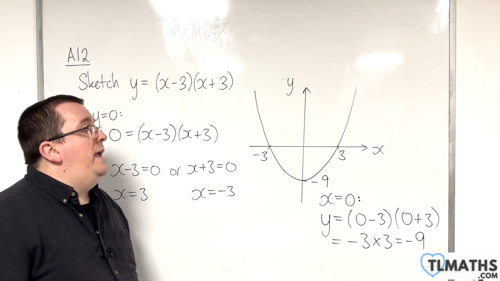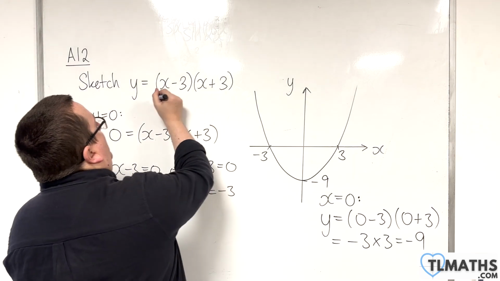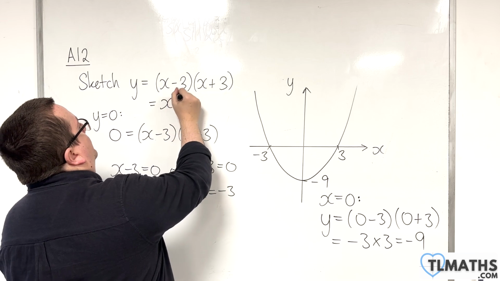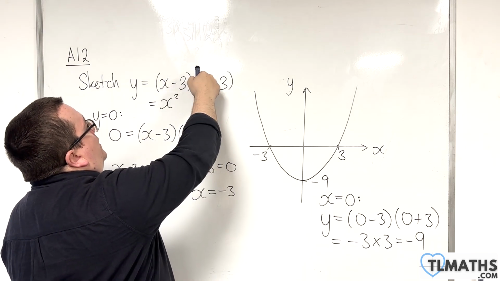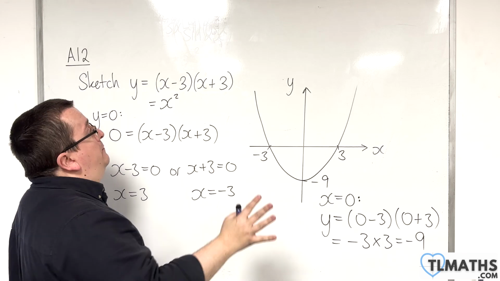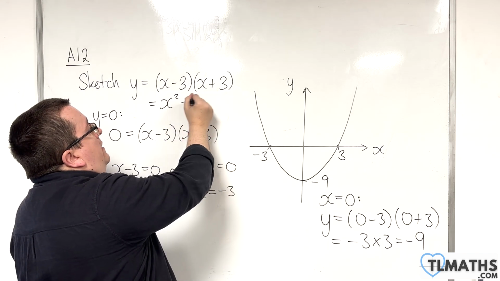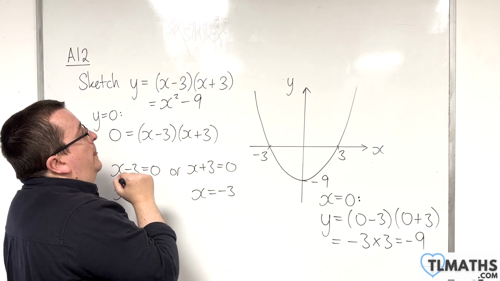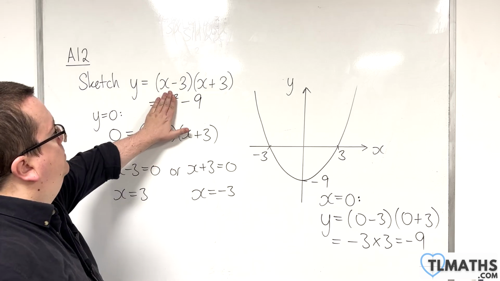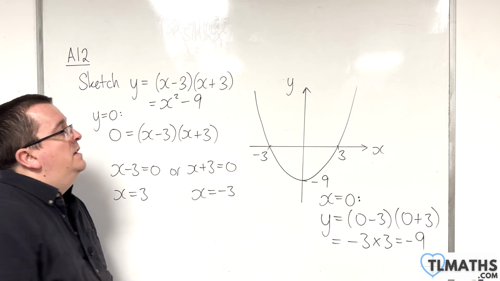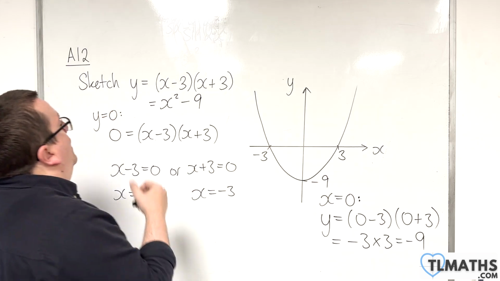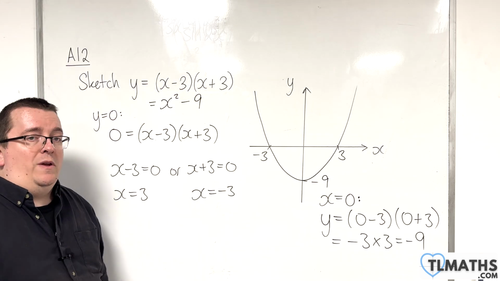An alternative way of getting to that would have been to expand the brackets. So you would have got x squared plus 3x, take away 3x, so they cancel out, and minus 3 times 3 is minus 9. And when x is 0, you get minus 9. So you could do it that way as well. But here is the sketch that I wanted for y equals x take away 3, x plus 3.